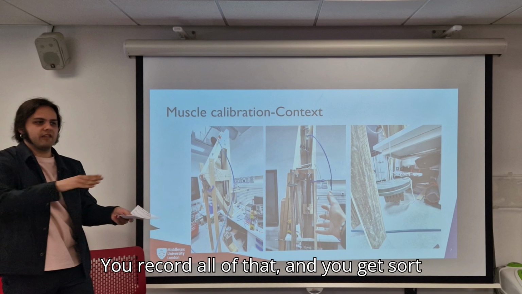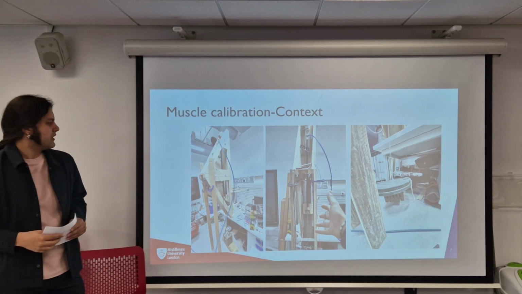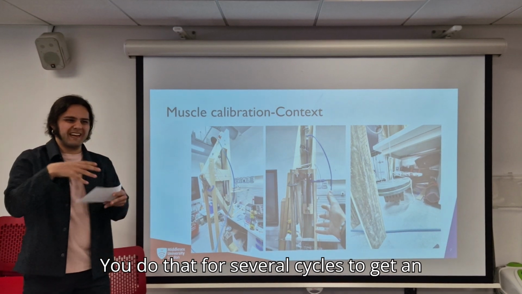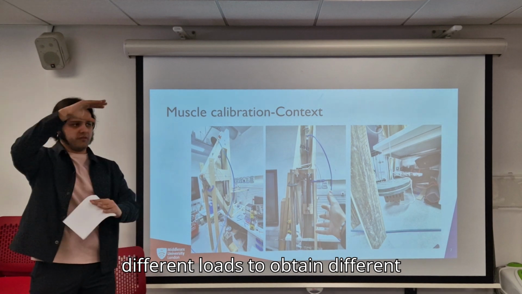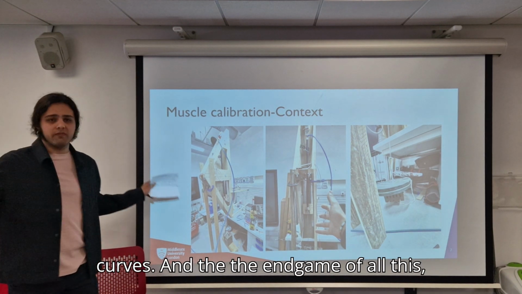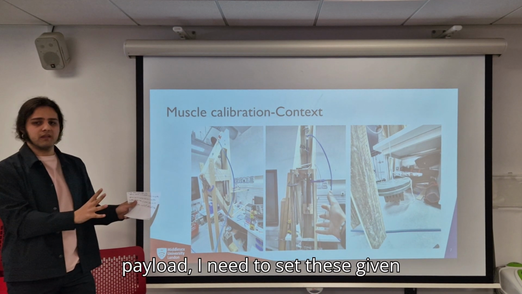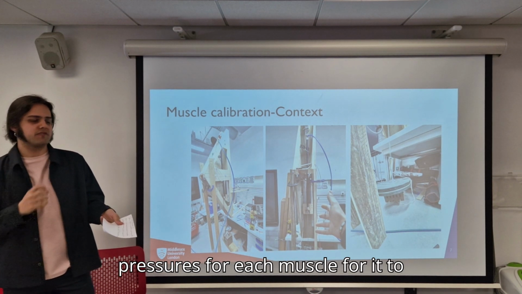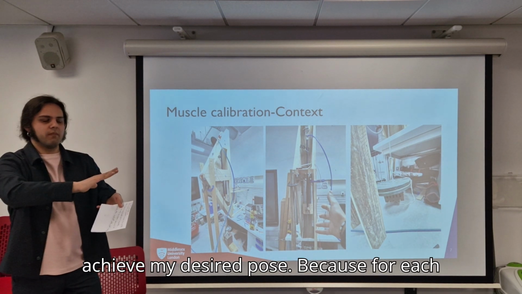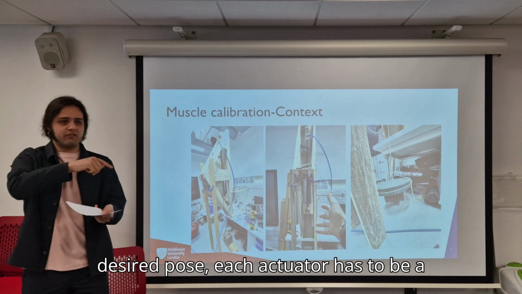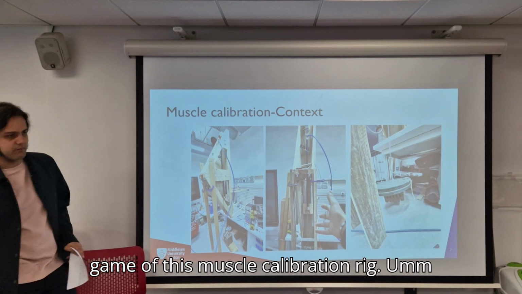You record all of that, and you get two curves, one going up and one going down. You do that for several cycles to get an average, and then you do that for different loads to obtain different curves. The end game of all this is to ensure that the software knows that, for a given payload, it needs to set given pressures for each muscle to achieve my desired pose, because for each desired pose, each actuator has to be a given distance. So that's really the end game of this muscle calibration rig.